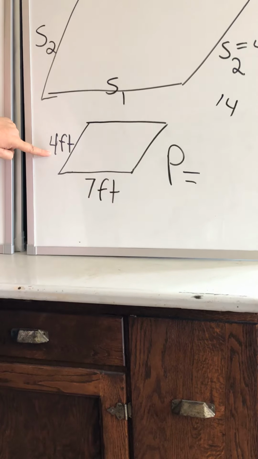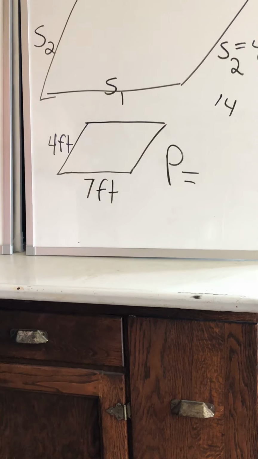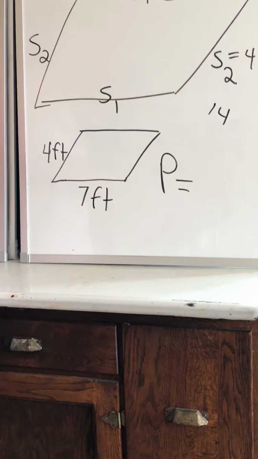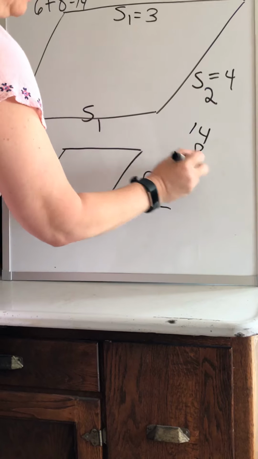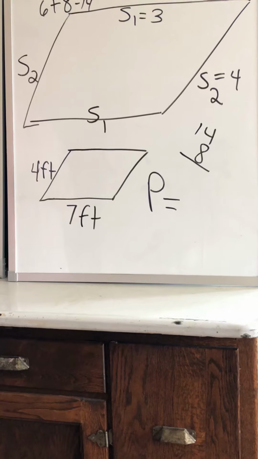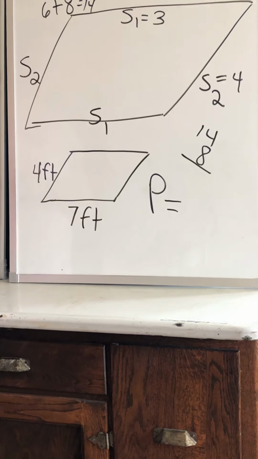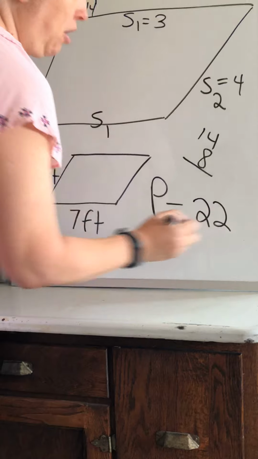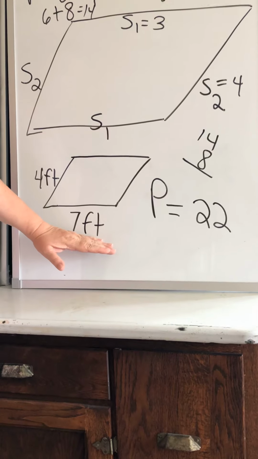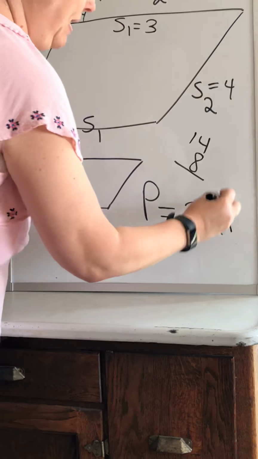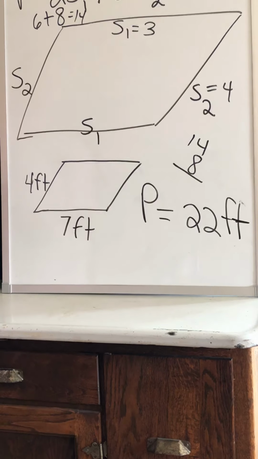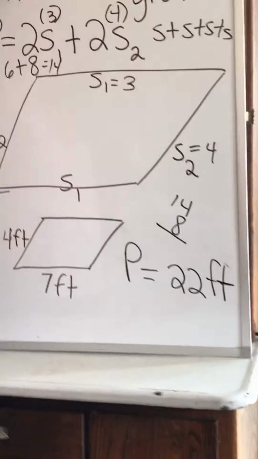This side's 4 feet. How much is this side? It should also be 4 feet. So 4 plus 4 is 8. Add up your 14 plus your 8, and you should get 22. Are we finished? Nope. We have to make sure we put our unit, which is feet. So it's going to be P equals 22 feet. Now, a little bit about trapezoids.